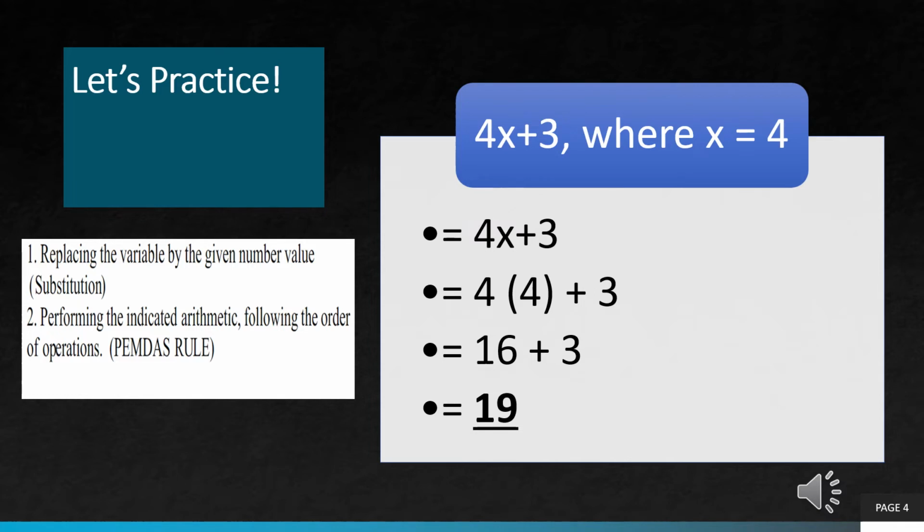Solution. 4x plus 3. Since x is equal to 4, we need to rewrite the number and put the value of x, 4 times 4 plus 3. Let's use PEMDAS rule. First let's multiply the 4 times 4 is equals to 16. Let's write 16 plus 3 and add it. So 19 is the final answer.